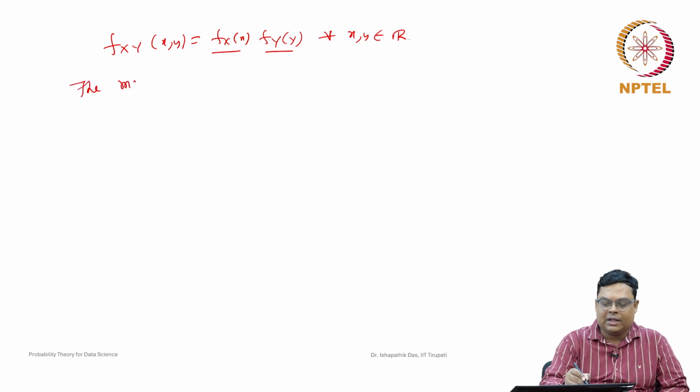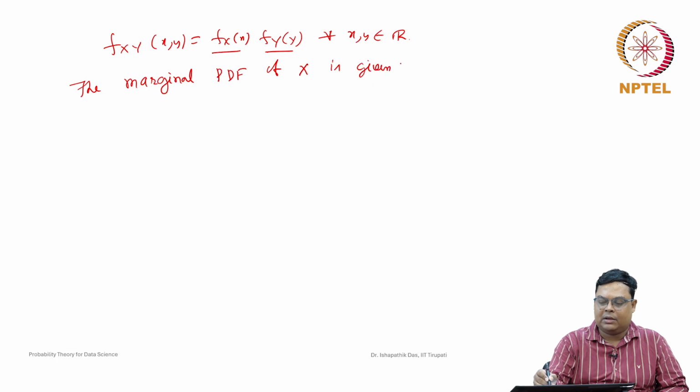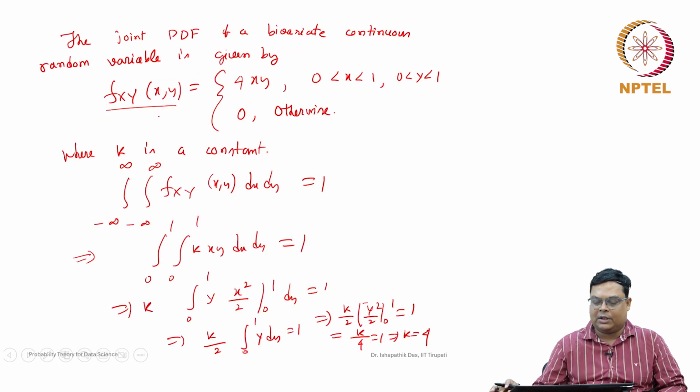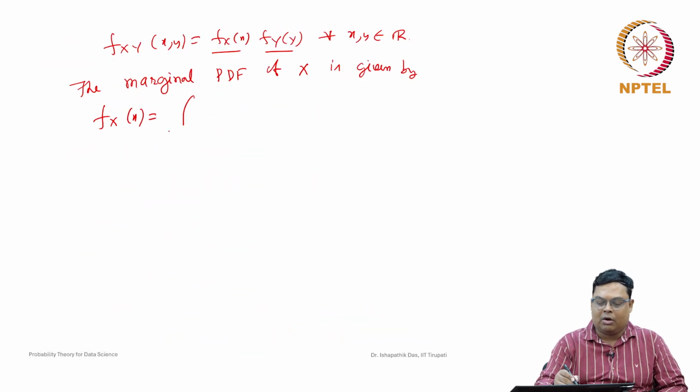The marginal probability density function of X is given by f_X(x). Because we now know the joint probability density function, this is nothing but the integral from minus infinity to plus infinity of f_XY(x, y), integrating over the whole region of y, dy.